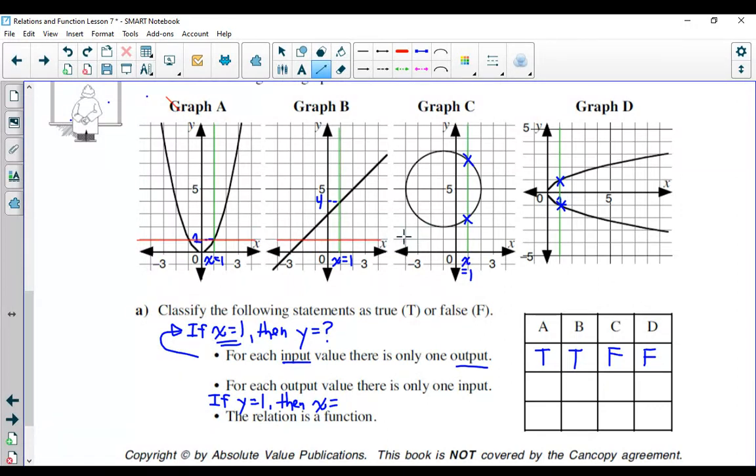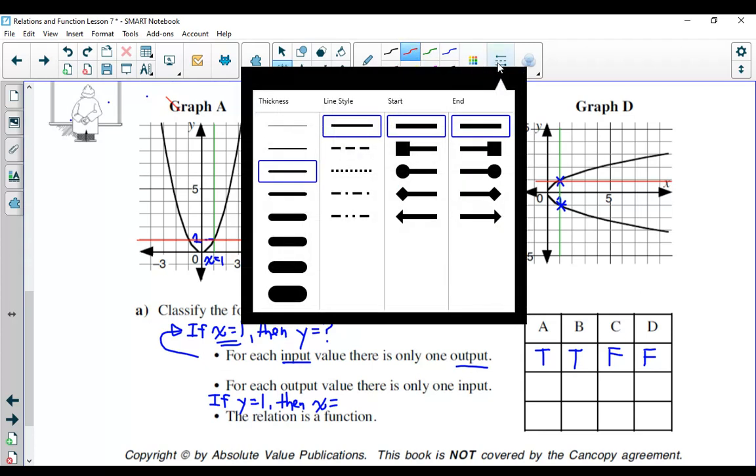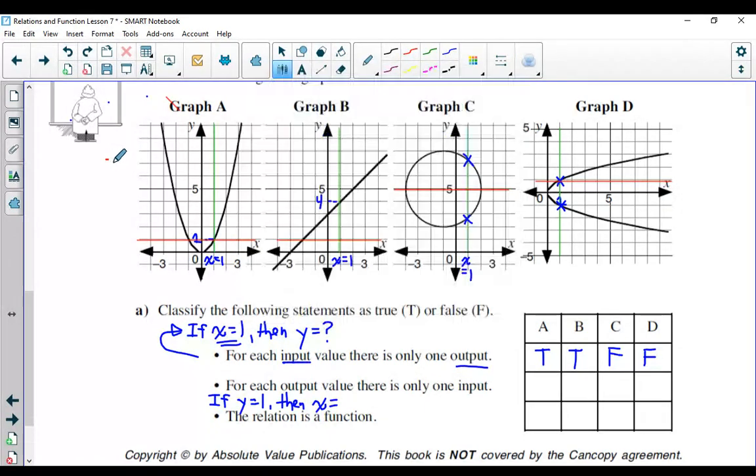Actually, y equals 1 is not going to be great for graph C, but it's okay. Y equals 1 here. And for this one, let's just do y is equal to 5. Let's go back to my pen.